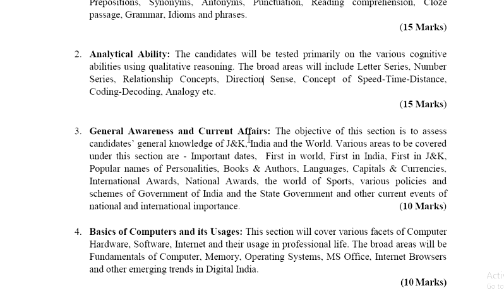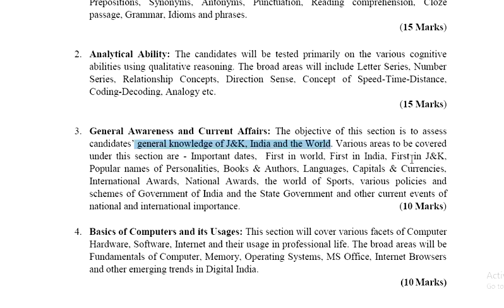Okay, let's move on to the third portion. It's general awareness and current affairs. And as you know, general awareness and current affairs constitutes the most important portion of every competitive exam. So your emphasis should be on this. You should be able to keep up with the things that are going on. Some of the keywords have been mentioned here: general knowledge of Jammu and Kashmir, India and the world.